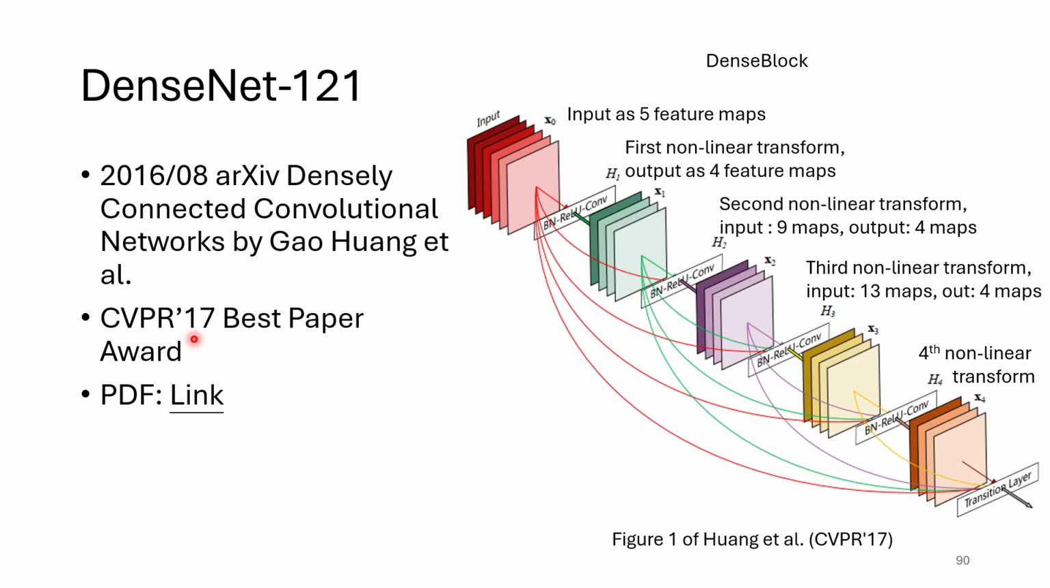As you can see, there are many algorithms competing for the best paper award, and CVPR is the most important conference for innovation. So you can see DenseNet in that year was a highly influential and impactful paper.